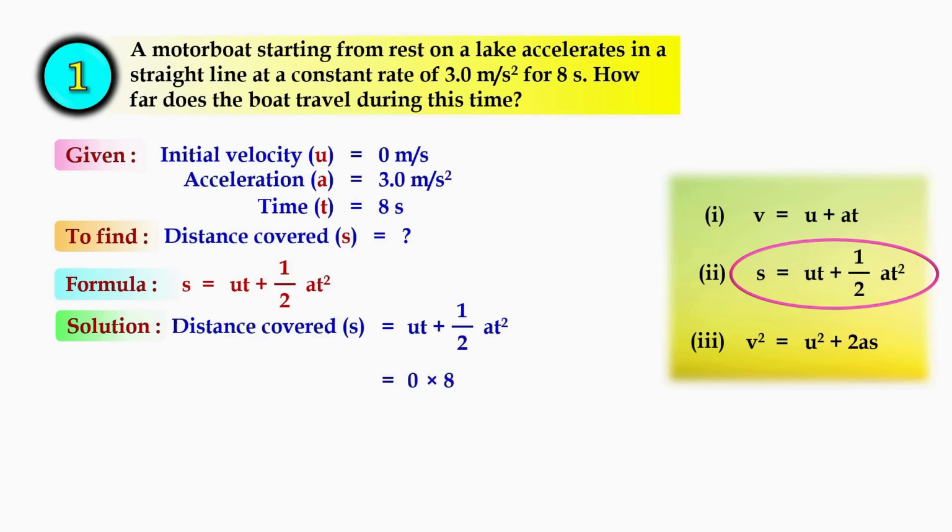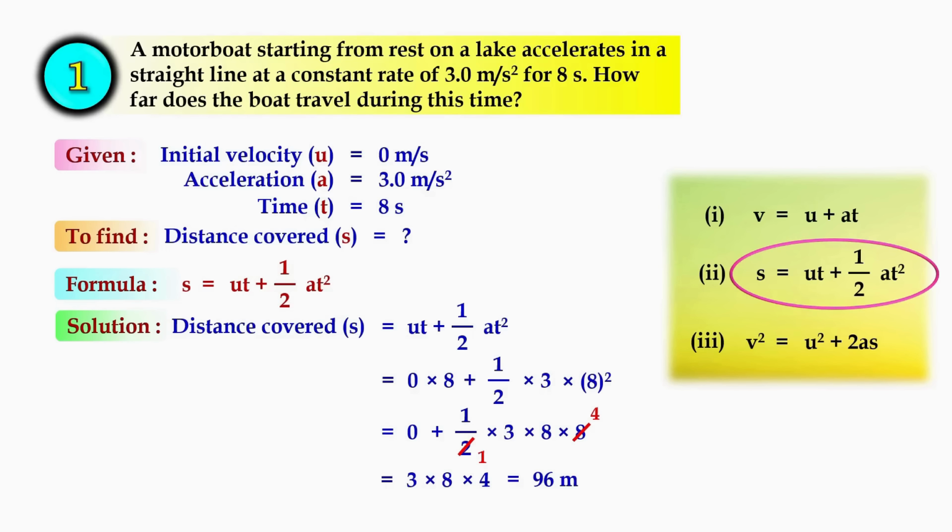So the distance becomes 0 multiplied by 8 plus half multiplied by 3 multiplied by 8 multiplied by 8. This simplifies to half multiplied by 3 multiplied by 64. Half multiplied by 64 becomes 32. Then 3 multiplied by 32 equals 96. Therefore, the motorboat travels a distance of 96 meters in 8 seconds.